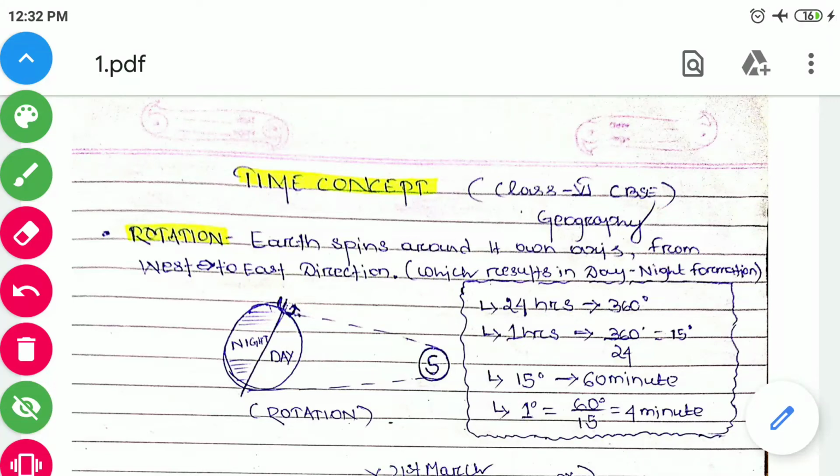Welcome to everyone. In this video, we will discuss the time concept. By knowing this time concept, we will know the difference in time between two different places. We can take the example of Delhi and Melbourne.